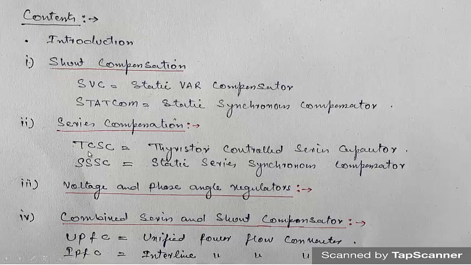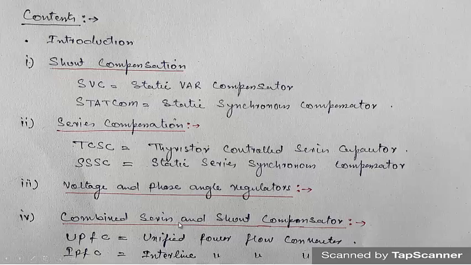Series compensation, we have TCSC, thyristor controlled series capacitor. Here, as the name suggests, we have a thyristor, and this is also a semi-controlled converter. Similarly, SSSC, static synchronous series compensator. This is shunt, this is series. Here also we'll discuss the nature of synchronism.